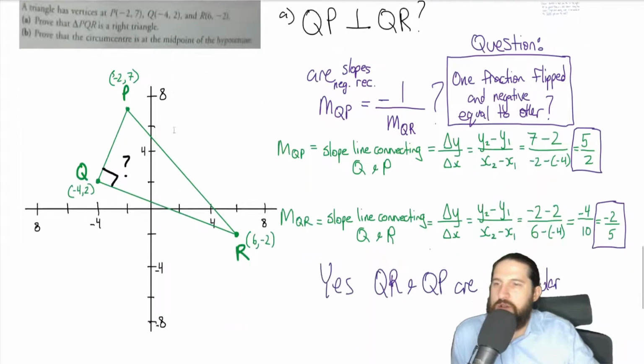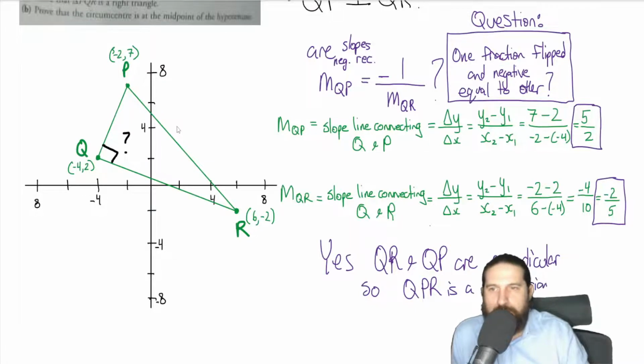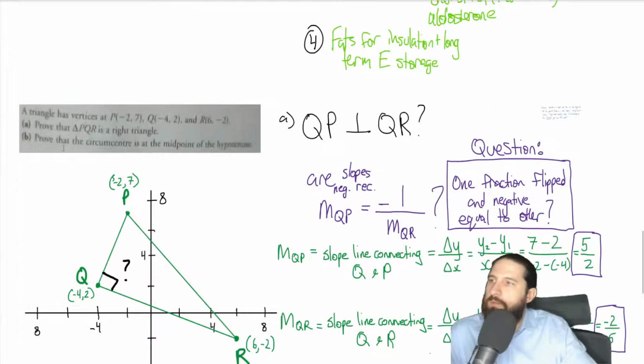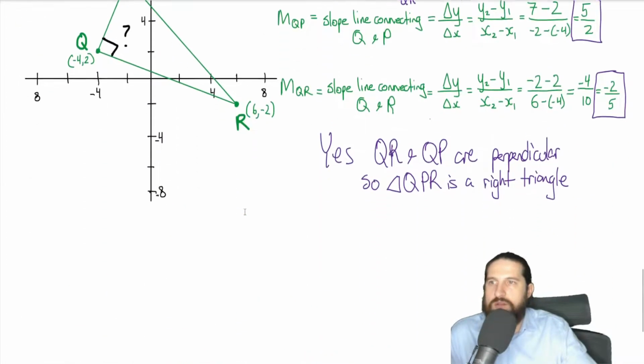So it's a right angle triangle. Triangle QPR is a right triangle. Okay. Prove that the circumcenter is at the midpoint of the hypotenuse.